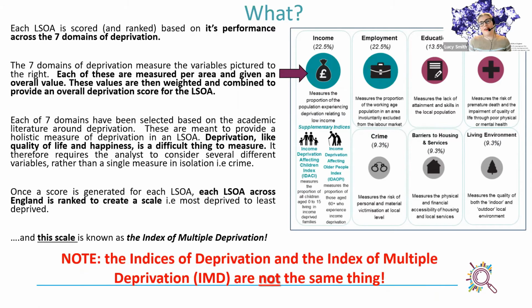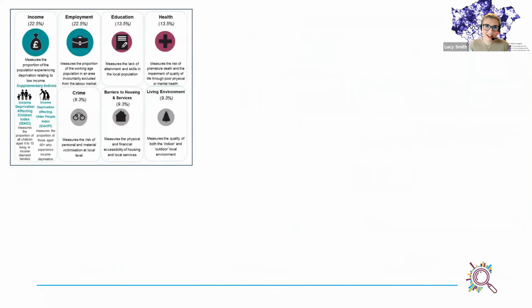So just to note, although a lot of data scientists and people in the sector might refer to it as the IMD, I know I've been guilty of that crime, it is actually the IOD. The IMD is an index within the indices of deprivation. So they're not technically the same thing, but I don't think anyone's going to arrest you for getting them confused. At least I hope not.